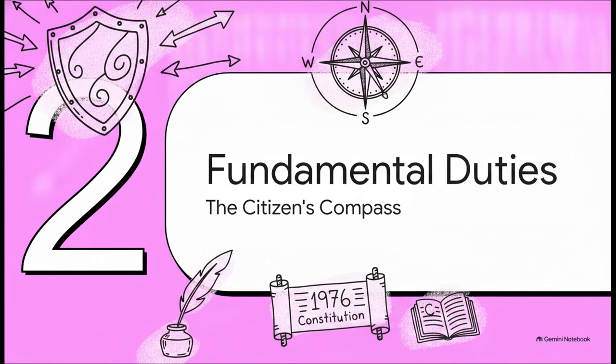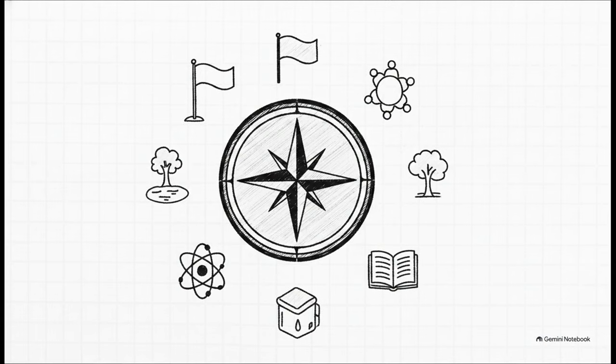Moving right along to Section 2, the Citizen's Compass, or Fundamental Duties. So if you get this incredible shield of rights, what's your responsibility in return? Well, these duties actually weren't in the original draft. They were added later to Part 4A in 1976, guided by the Swaran Singh Committee. Today, we have 11 of these moral obligations, and they really act like a compass.